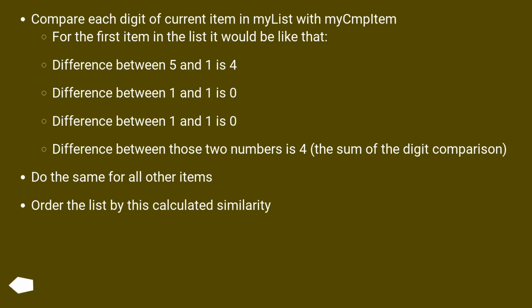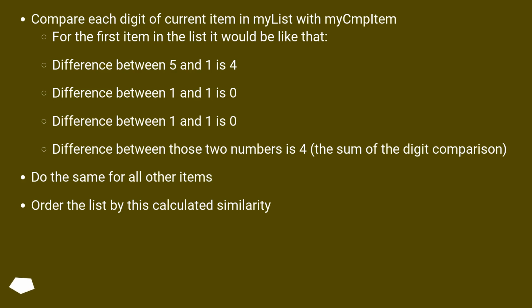Compare each digit of the current item in MyList with MyPython. For the first item in the list it would be like that. Difference between 5 and 1 is 4. Difference between 1 and 1 is 0. Difference between 1 and 1 is 0. Difference between those two numbers is 4.